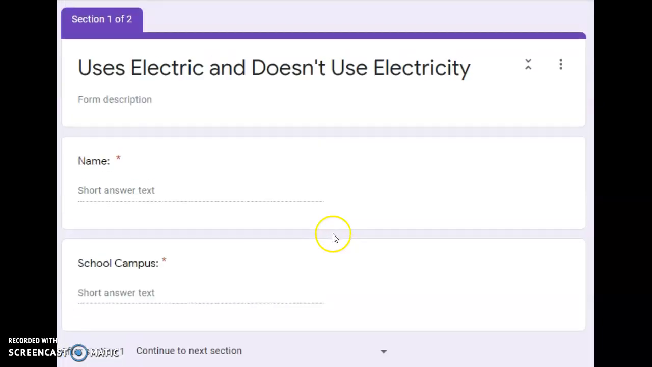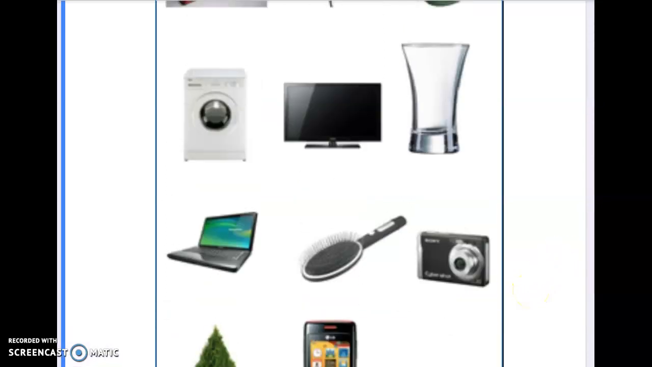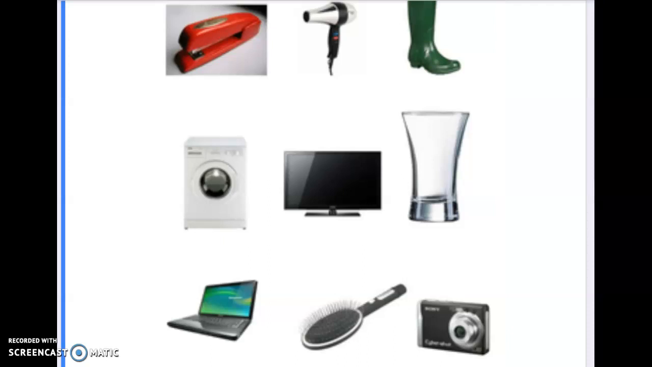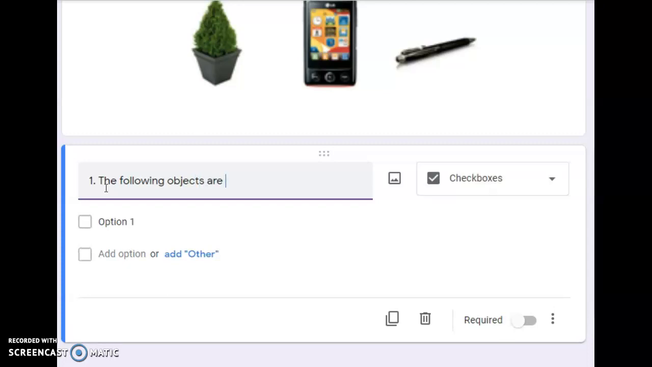So what you're going to do is, for example, the question is number 1. The following objects need electricity except 1.